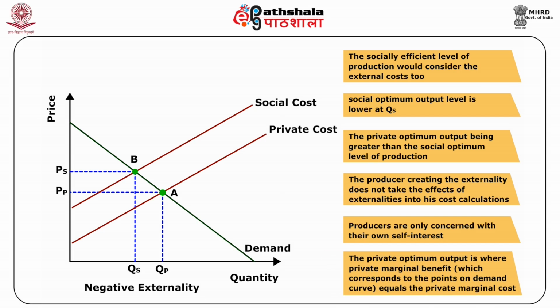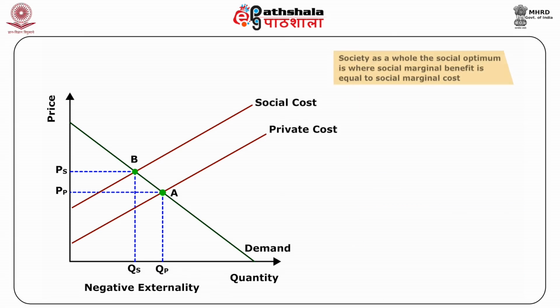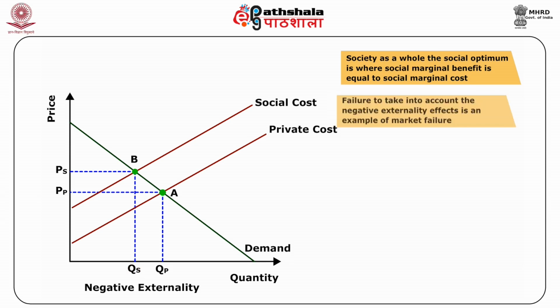In the figure, the private optimum output is where private marginal benefit, which corresponds to the points on the demand curve, equals the private marginal cost, giving an output of QP. For society as a whole, the social optimum is where social marginal benefit is equal to social marginal cost at output Qs. The failure to take into account the negative externality effects is an example of market failure.